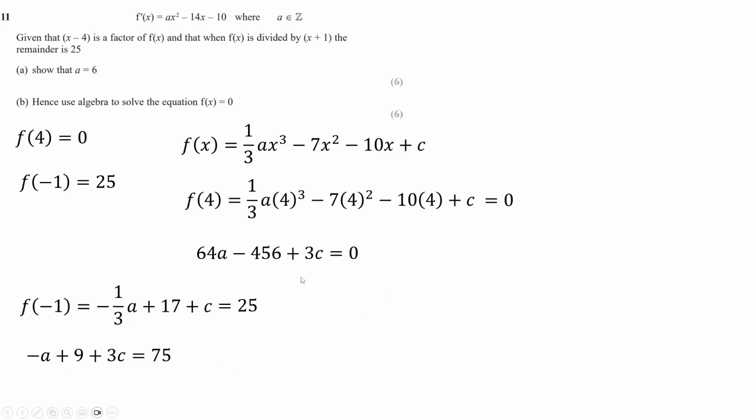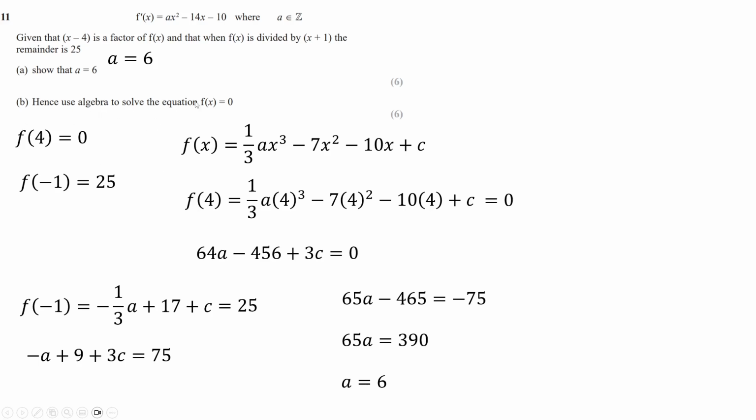You've got 3c and 3c in both of them, so you can just subtract this one here from that one to cancel the c's. And so 64a minus a, so that's 65a, minus 456 minus 9, you'll get this, so 65a minus 465 equals minus 75. 0 minus 75 is minus 75. Add 465 on both sides, divide by 65, so a equals 6.